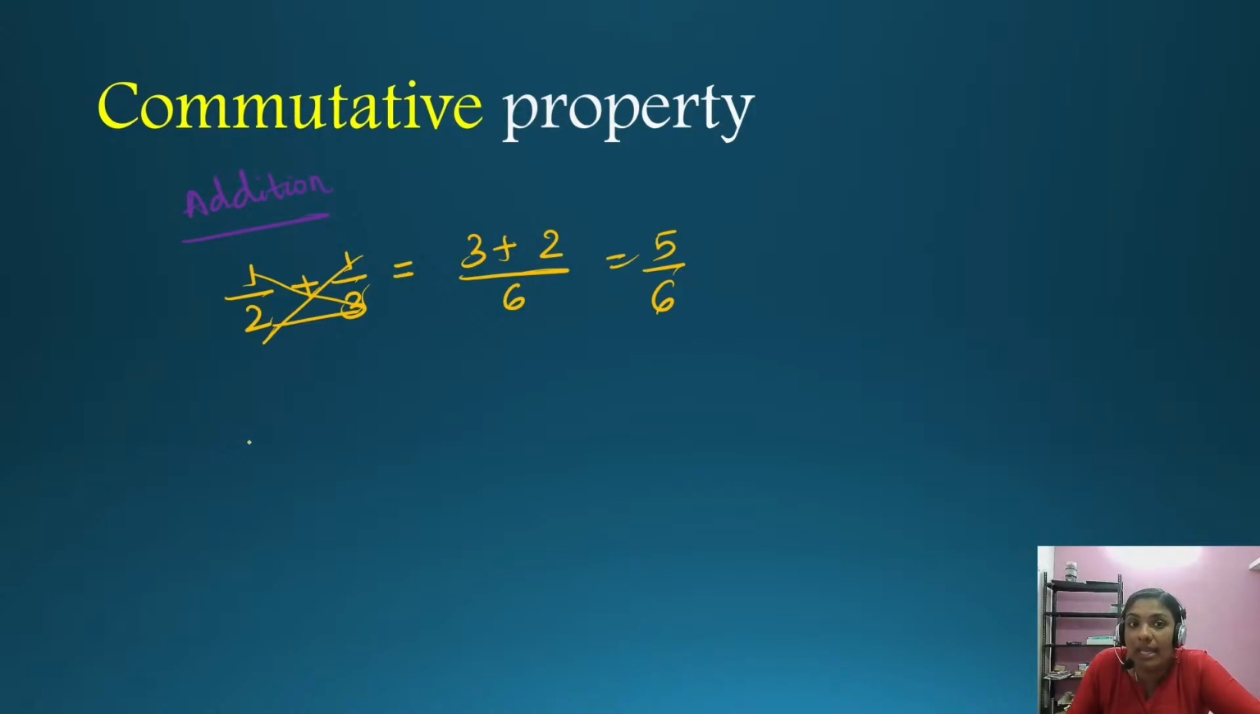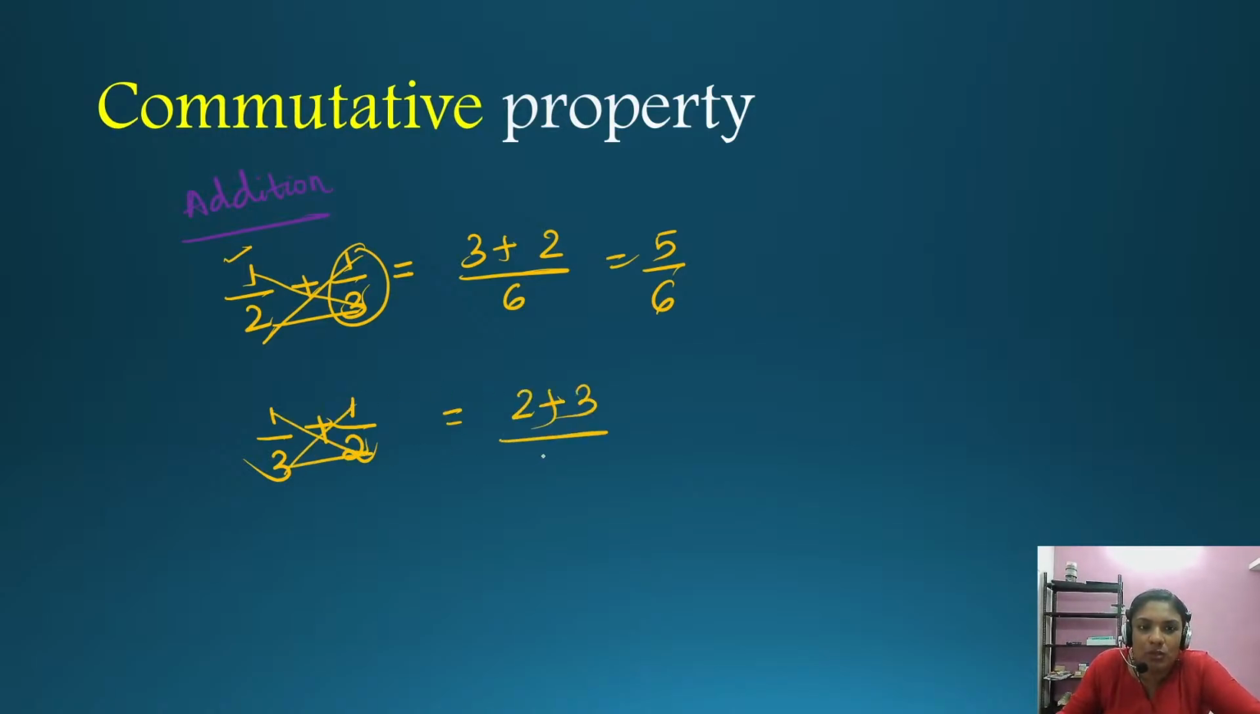Now I'm going to change the order of the rational numbers. Here the first one was 1 by 2, so let me write it as the second one. Plus, the second one was 1 by 3, so let me write it as the first rational number. See, I have changed the positions, right? Now, how will you add this? 1 2 is 2, plus 1 3 is 3, by 3 2s are 6, which is again equal to 5 by 6.